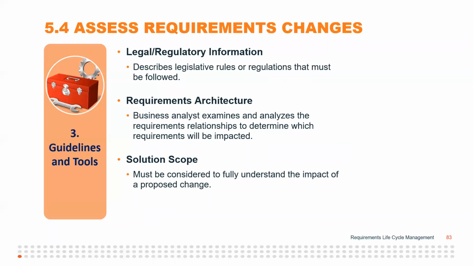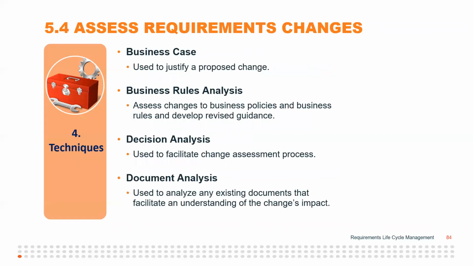And then your legal and regulatory information. So that lets you know what you've got to do in order to be compliant. And then your requirements architecture. The business analysis examines and analyzes the requirements relationships to determine which requirements will be impacted by the change. And then you have to consider the solution scope in order to fully understand the impact of a proposed change. So, this is pretty thorough, right?